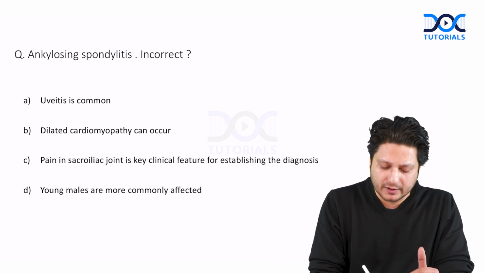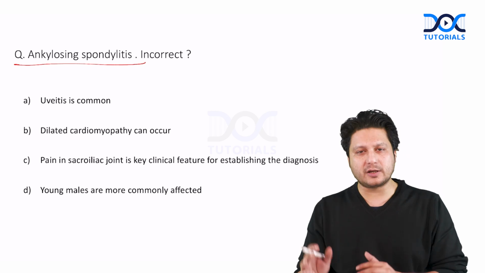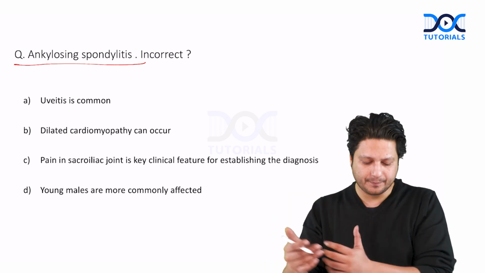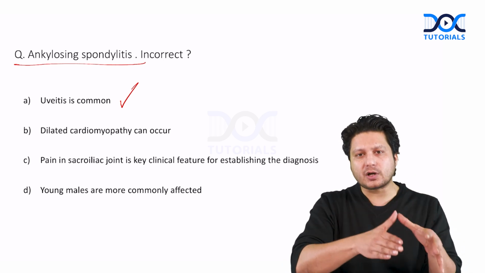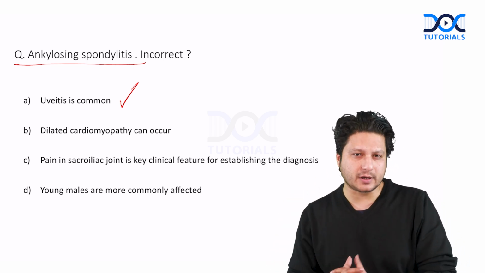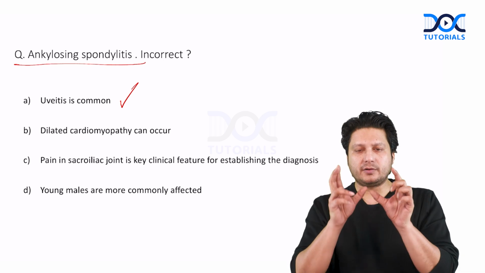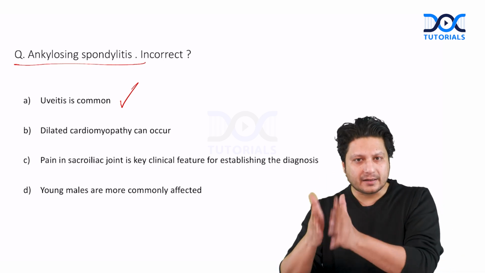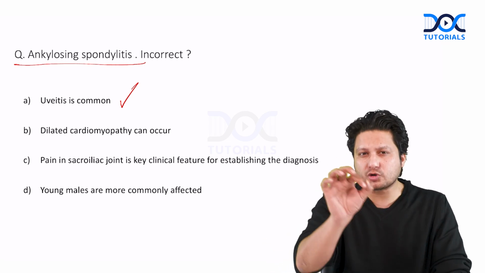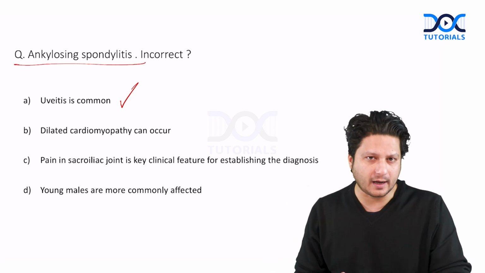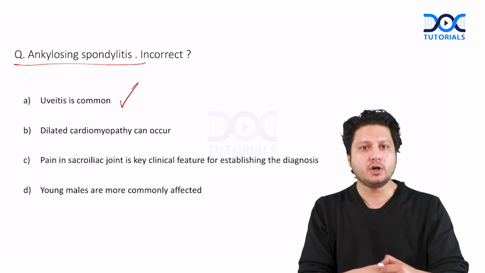Next, about this very commonly asked topic, ankylosing spondylitis: which one is incorrect? Point number 1, uveitis is common. As far as extra-articular manifestations of ankylosing spondylitis are concerned, it is uveitis, then cataract and glaucoma. And acute anterior uveitis is considered to be the most common non-bony feature of ankylosing spondylitis. So this option is true.